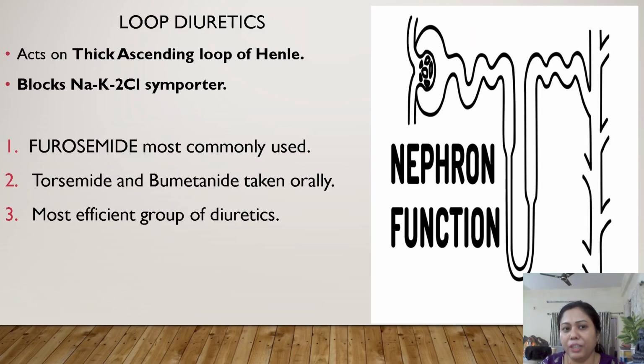Now let's have a quick recap. What we have learned. Loop diuretics act at the thick ascending loop of Henle. They act by blocking the sodium potassium 2 chloride symporter. Furosemide is the most commonly used drug, right? Torsemide and bumetanide can be taken orally and they have that advantage over furosemide. And these are the most efficient group of diuretics and they are also called high ceiling diuretics for that.